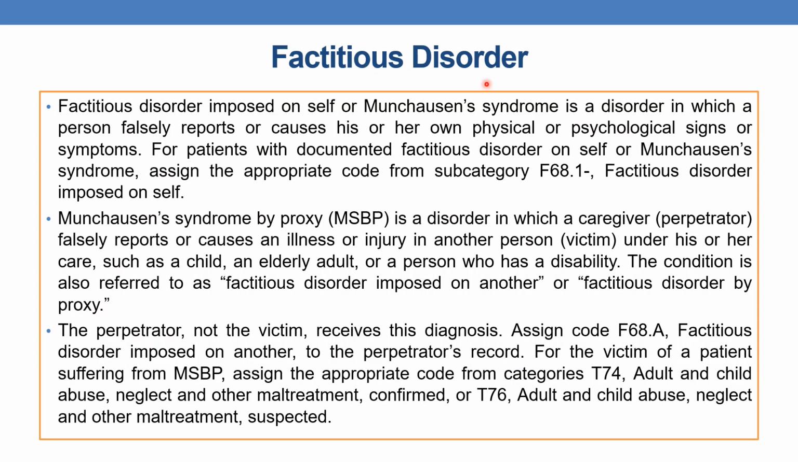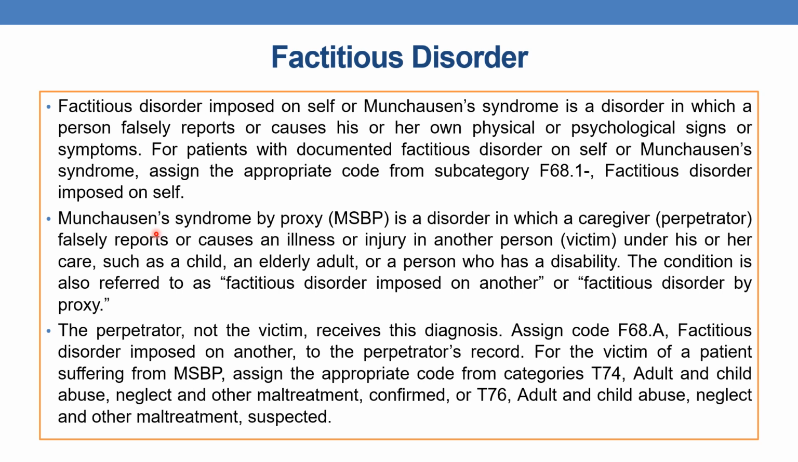Now coming to factitious disorder. Factitious disorder imposed on self, or Munchausen syndrome, is a disorder in which a person falsely reports or causes his or her own physical or psychological signs or symptoms. That is, the patient might not be having those symptoms in reality, but they are assumed. For patients with documented factitious disorder imposed on self, you need to assign the appropriate code from category F68.1, factitious disorder imposed on self.